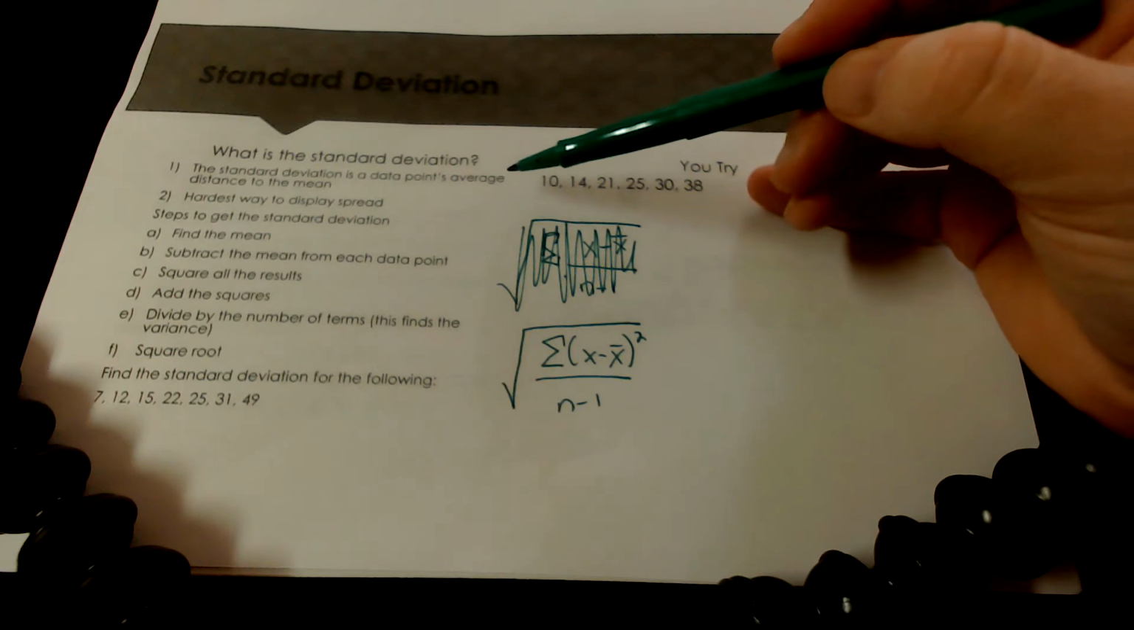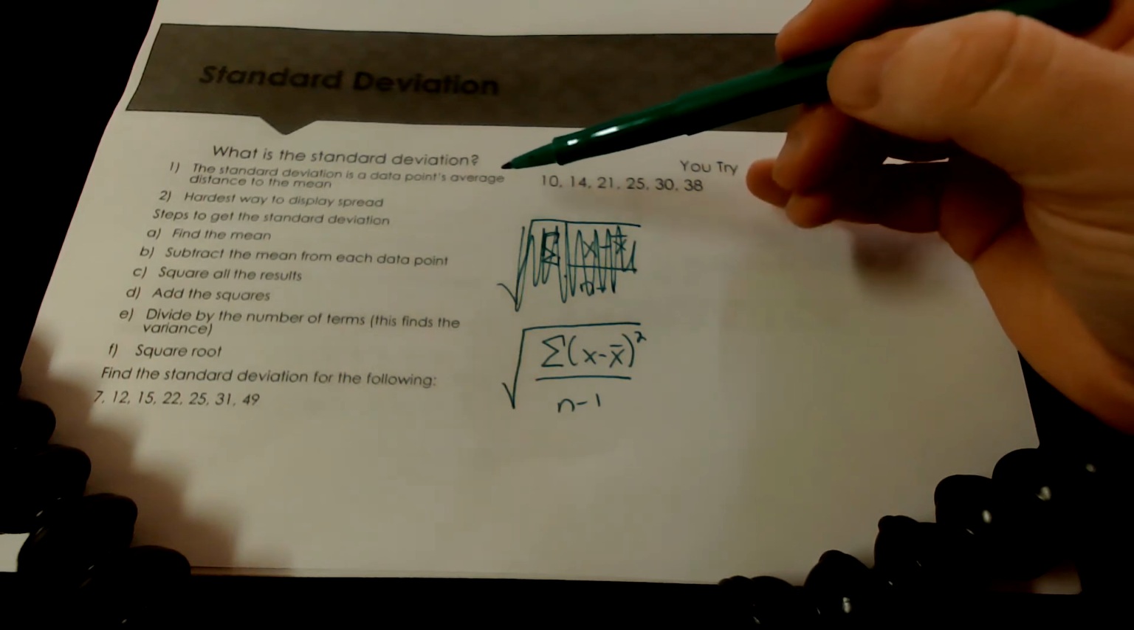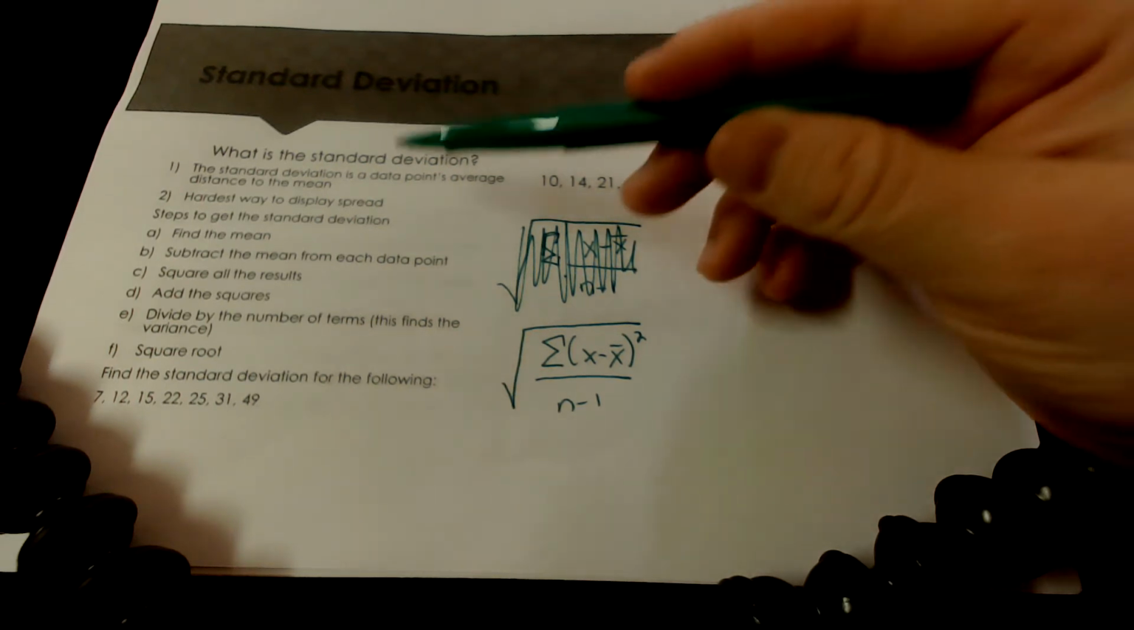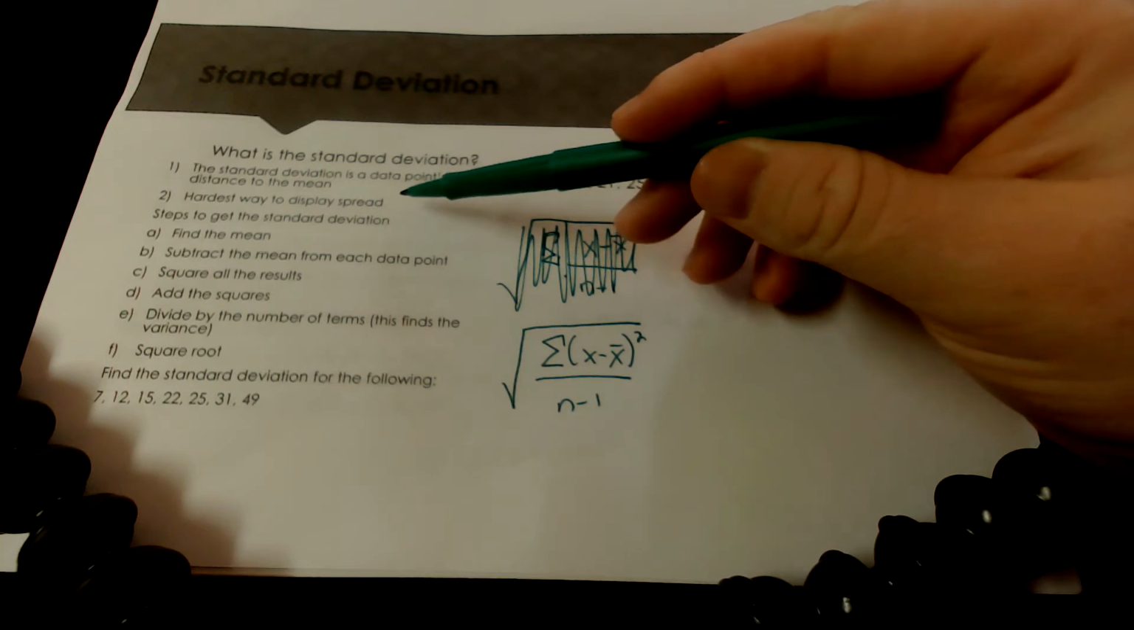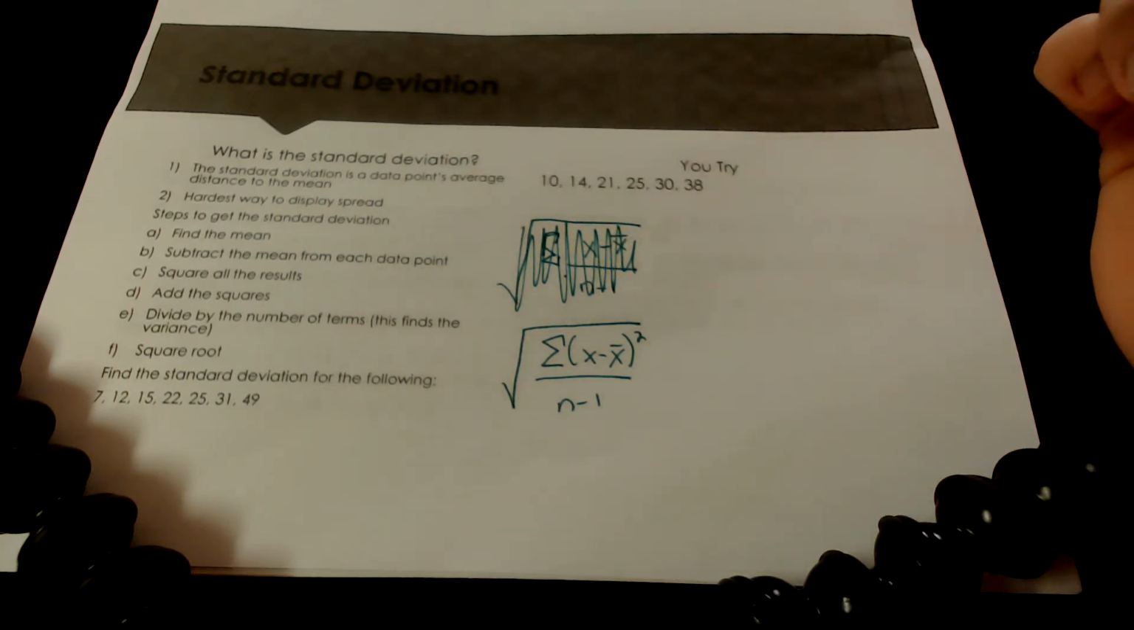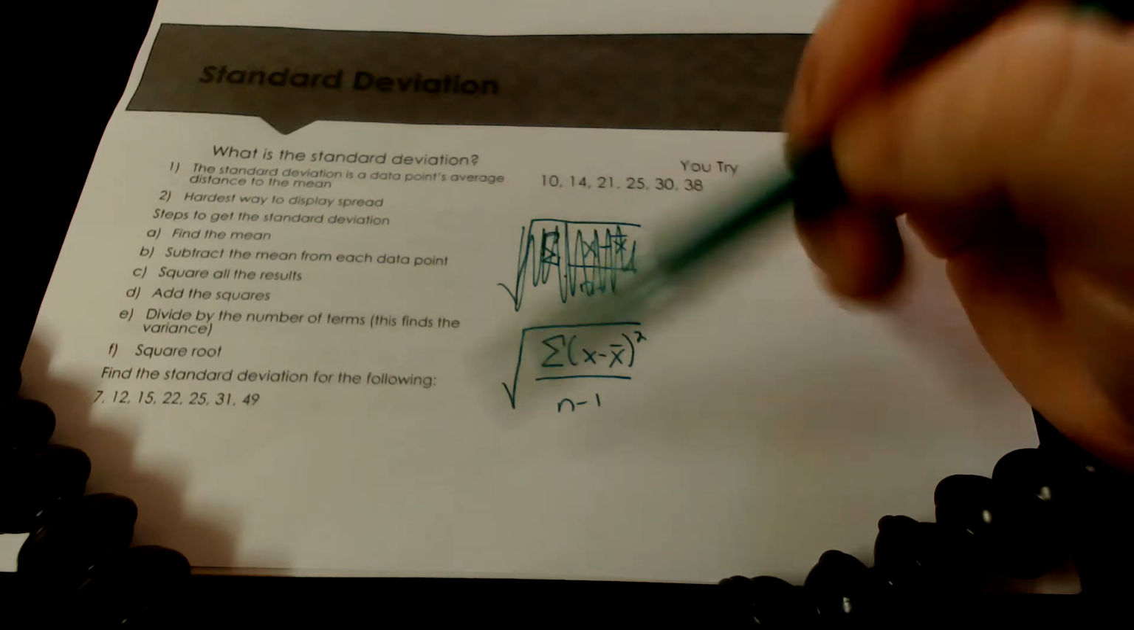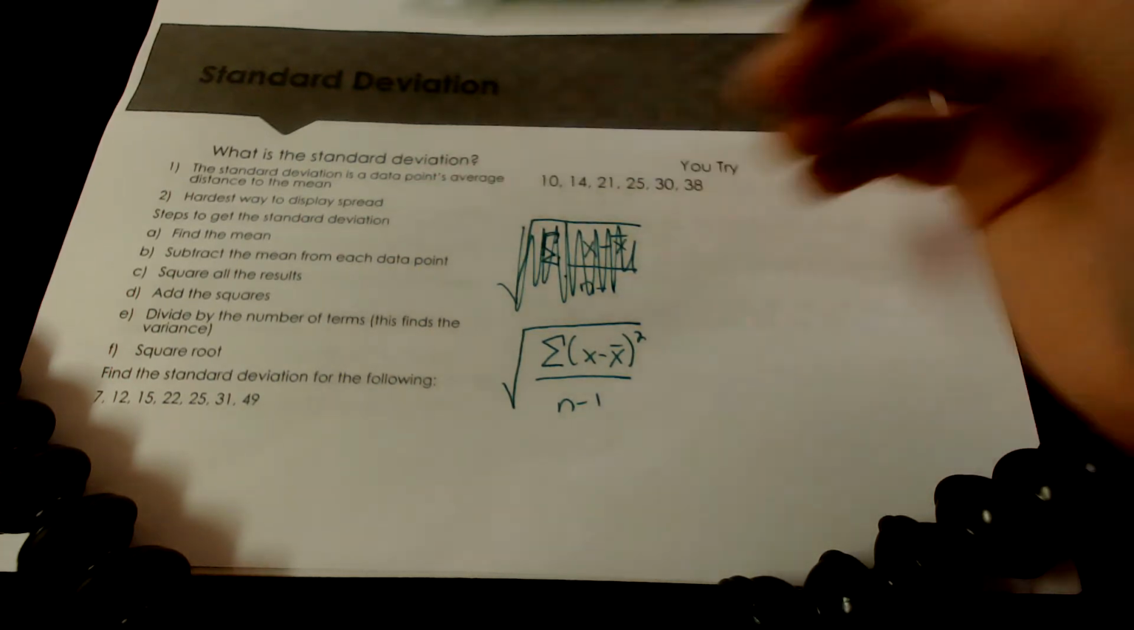So what is a standard deviation? It is the data points' average distance to the mean. It's kind of the hardest way to do it, which is why for my class, for the most part, we will be sticking to doing stat crunch, but we'll break it down a couple of times to see how to do this. What are the steps?